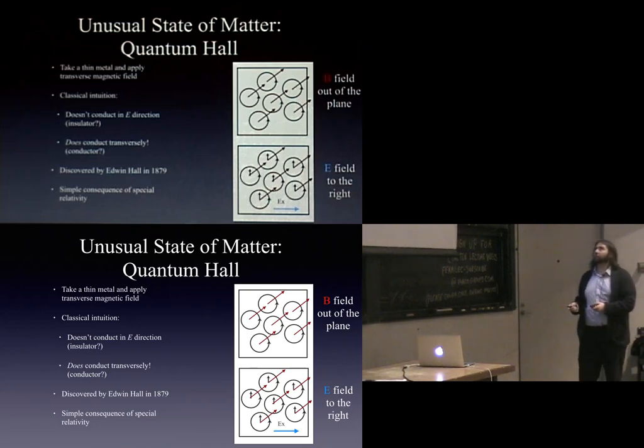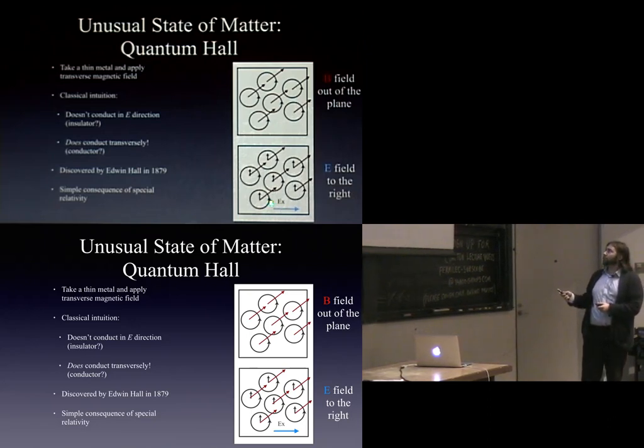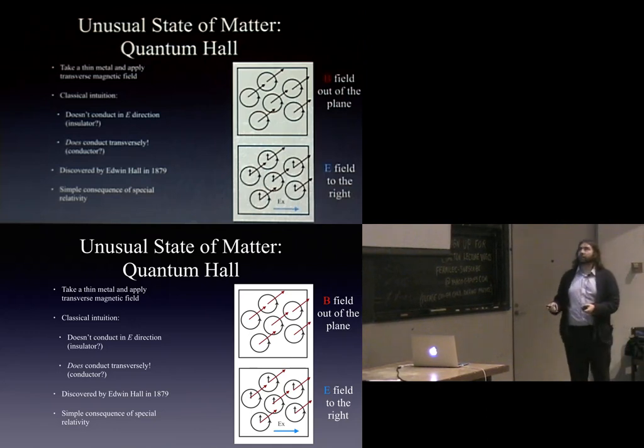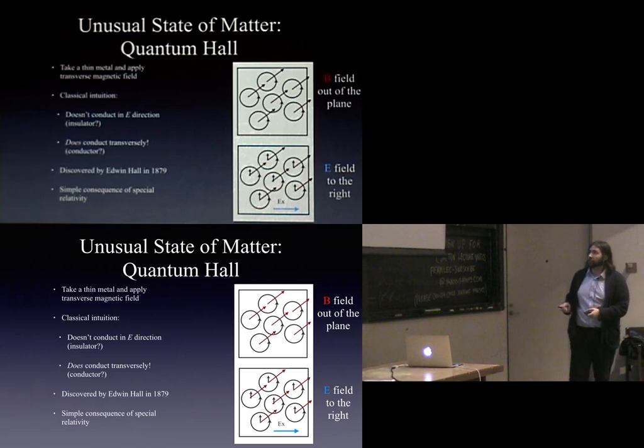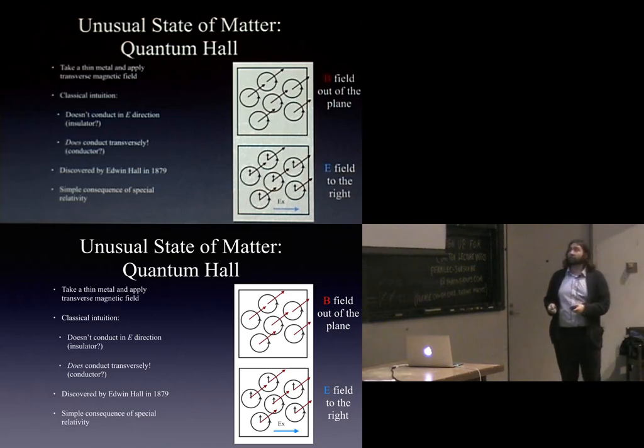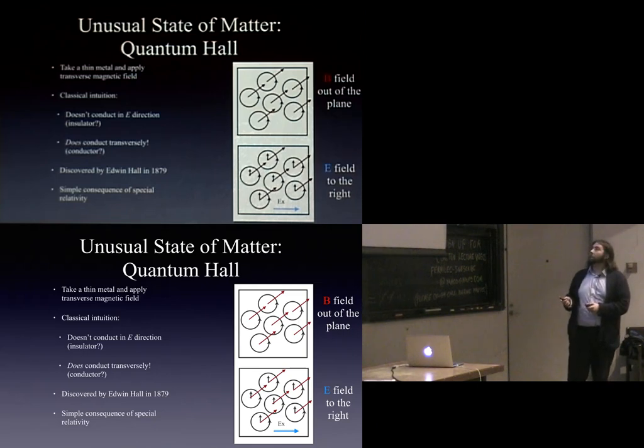So this is something very funny, right? It doesn't conduct in the direction of the electric field, so it looks like an insulator. But it does conduct transversely, so it sort of looks like a conductor. This was originally discovered by Edwin Hall a long time ago, even before this lecture series was started. And in fact it was observed experimentally before people had come up with the understanding of electrons.